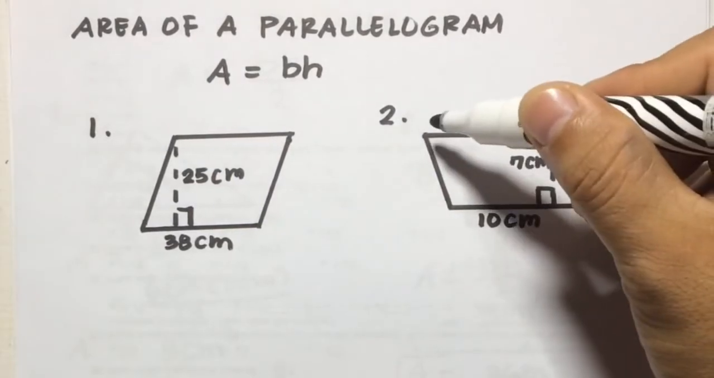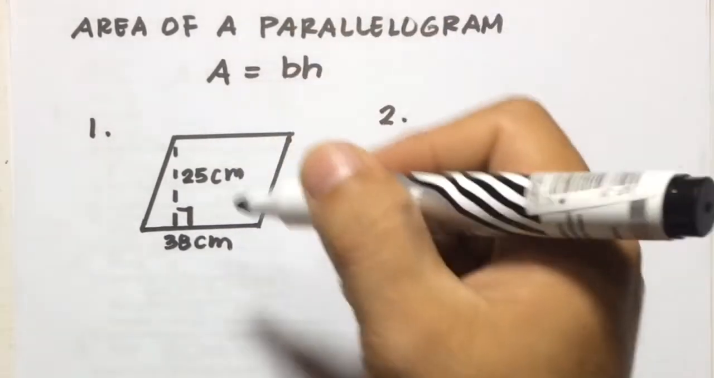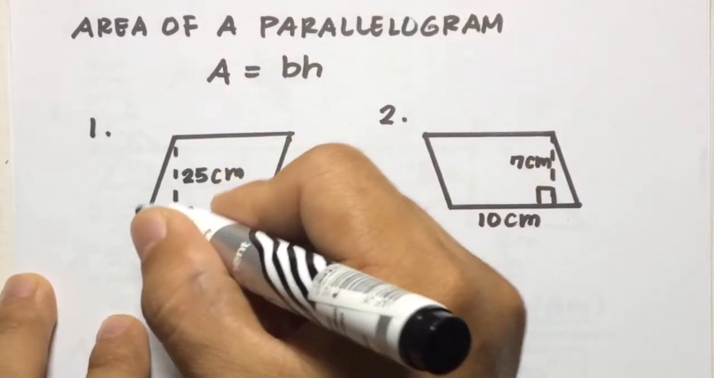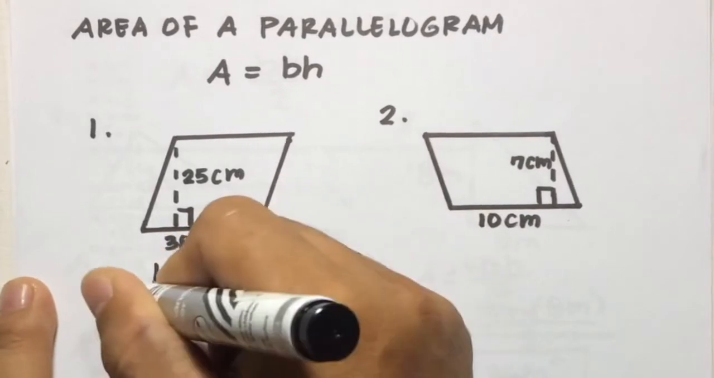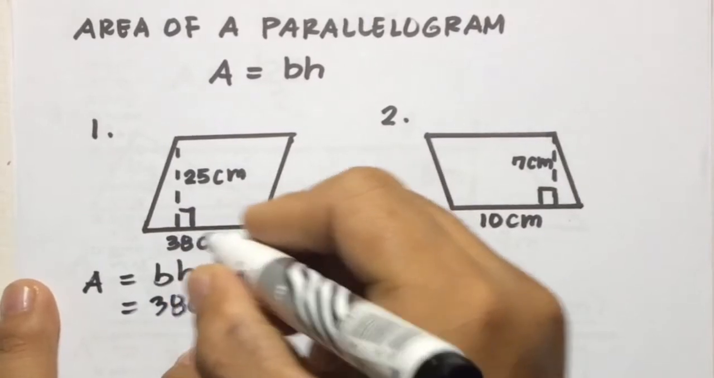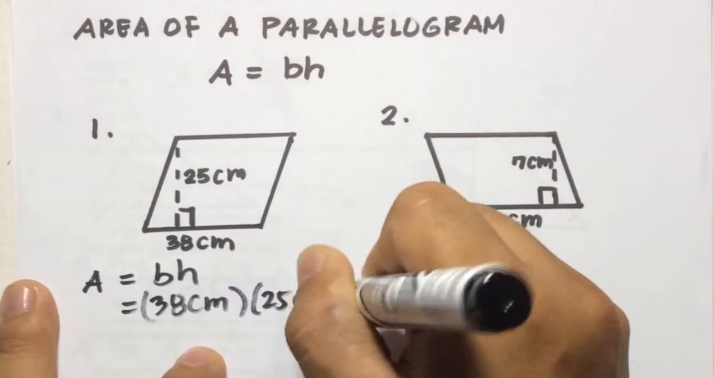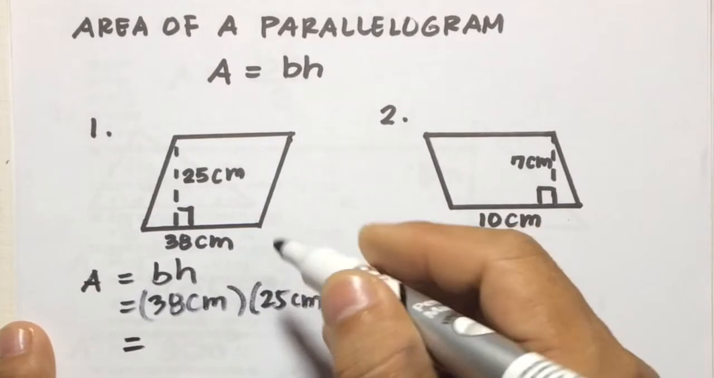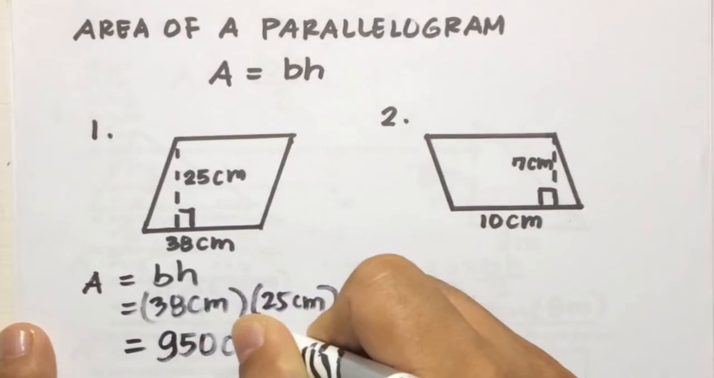And the other parallelogram here, this is the height, and this is the base. Now to solve for the area of the parallelogram in number 1, we're going to use the formula area equals base times height. Then the base here is 38, so we're going to have 38 centimeters times the height, which is 25 centimeters. Then 38 centimeters times 25 centimeters is equivalent to 950 centimeter squared.